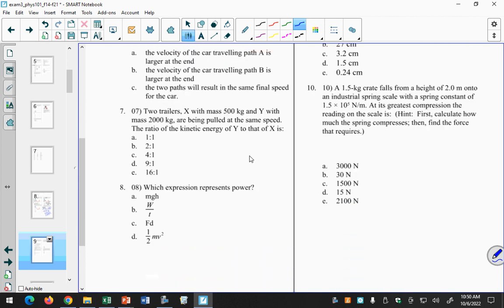Well, let's look at some of these. So this one with 2 trailers, we don't talk about ratios that much, but it's useful for standardized tests. Standardized tests do like to offer ratios. That's why I put this on here. I have these 2 trailers. They have different masses and they're being pulled at the same speed. I want to know the ratio of the kinetic energy of y to x.